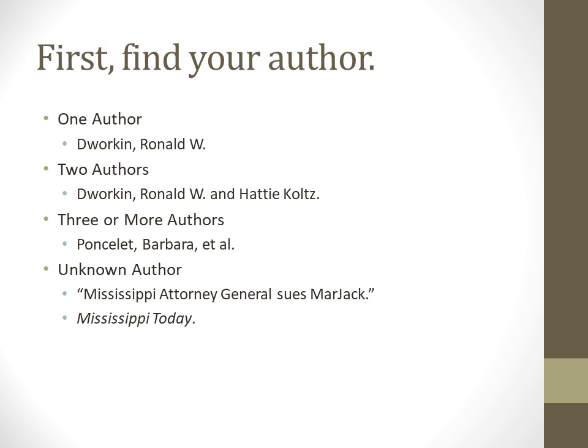If there are three or more authors, you will put the first author in alphabetical order using last name, comma, first name, comma, et al. That means and all. If there is an unknown author or the author is not listed, you will use the first item that shows up in your works cited entry. Usually that will be the title of the article. You will put that in quotation marks with a period. If there is no title of the article, you will put the title of the container or the magazine or journal or book, Mississippi Today is the example, with a period.